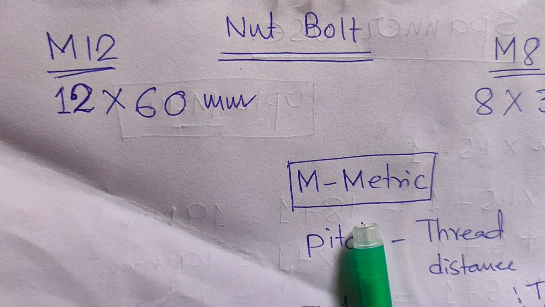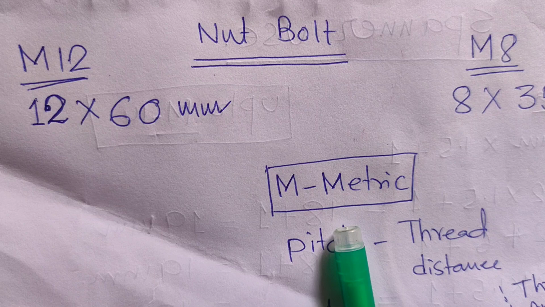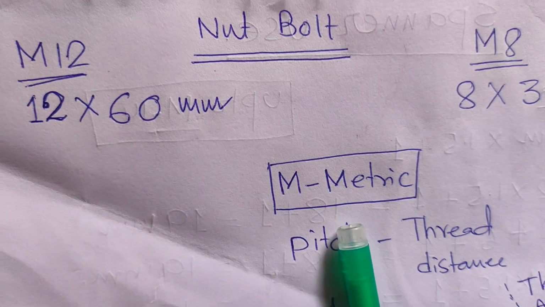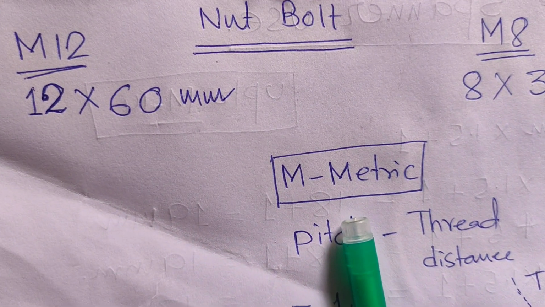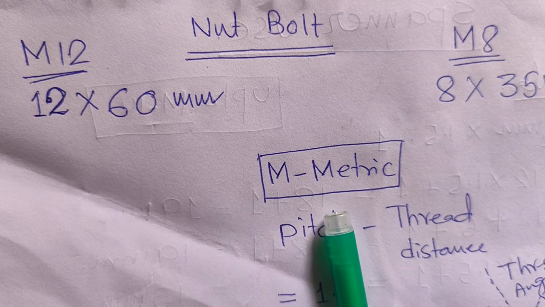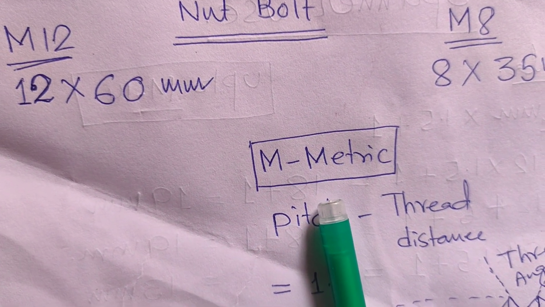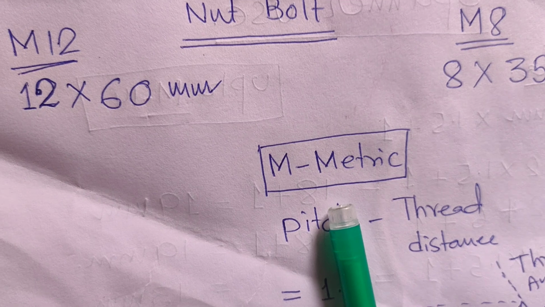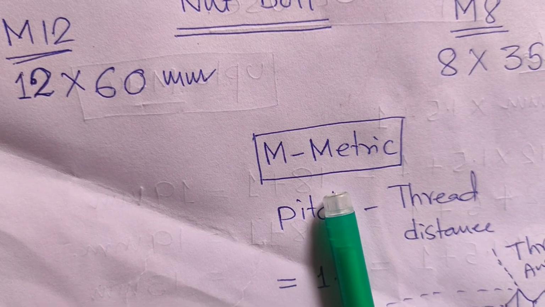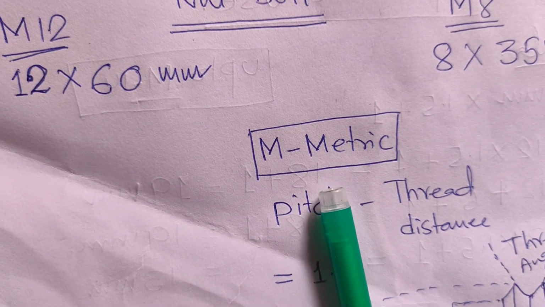Different types of nuts are there as per the requirement: full threaded, half threaded, semi threaded. We provide the information and design, and approve the drawing for procurement of the nut as per the site requirement.